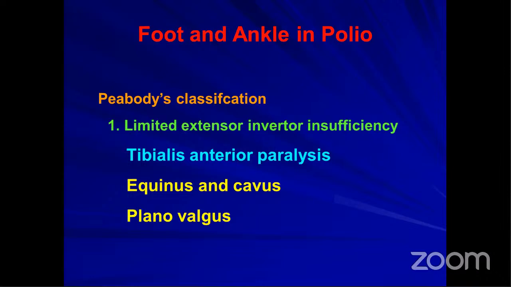Tibialis anterior is paralyzed, so a compensatory mechanism happens. Dorsiflexor is weak. The foot goes into equinus. The foot also goes into cavus. Why does it go into cavus? I'll explain shortly. It may at times go into a planovalgus because of a relative weakness also of the peroneus longus muscle. Let's understand this.